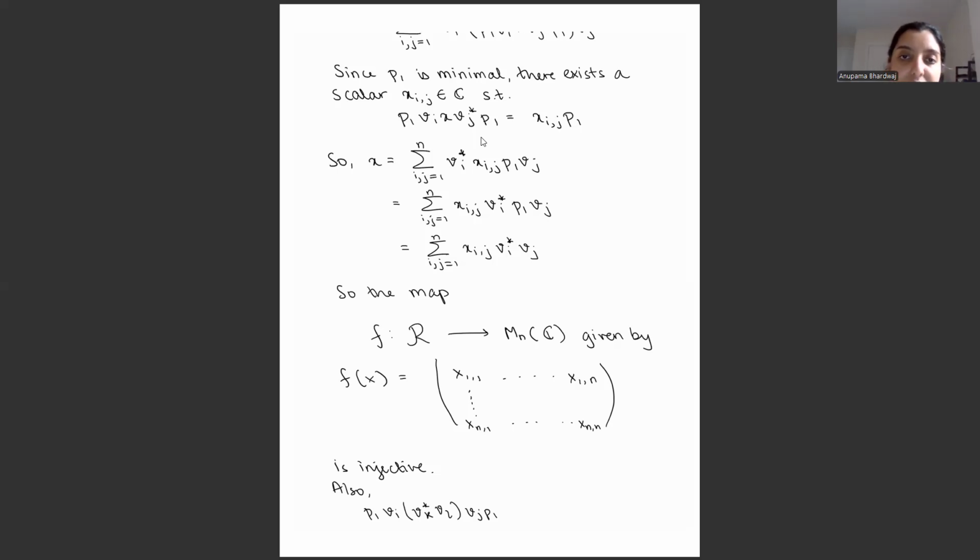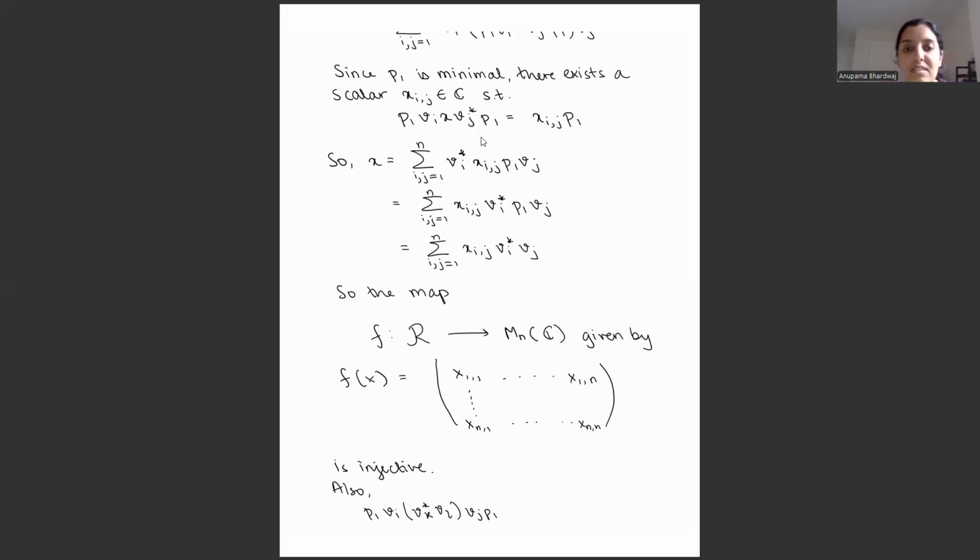So I have x is equal to the sum of V_i star and then some scalar times P_1 times V_j. And so that's equal to the sum of, again, let me just pull the scalar to the front, V_i star times P_1 times V_j, and then that's equal to x_ij times V_i star V_j, because P_1 V_j is just equal to V_j. So now I have x, my element in the von Neumann algebra R, written as the sum of scalars x_ij times the partial isometries V_i star V_j.